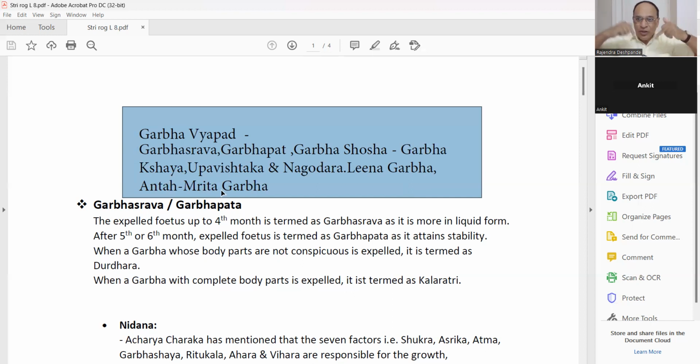Antah means inside the uterus. Mrita, dead. Intrauterine death of the fetus. IUD, intrauterine death. Please write down. IUD, English capital IUD, intrauterine death. Of whom? Of that baby. Bad luck. So these are the complications. They are like a bad luck for the pregnant woman. So we will see one by one.